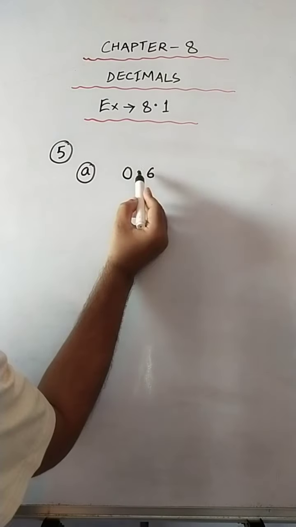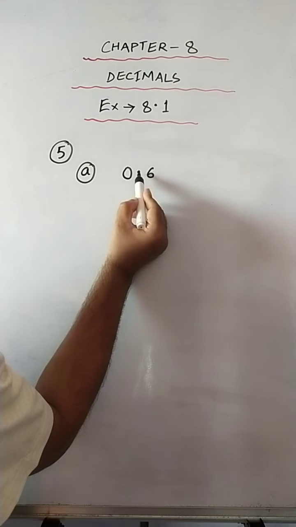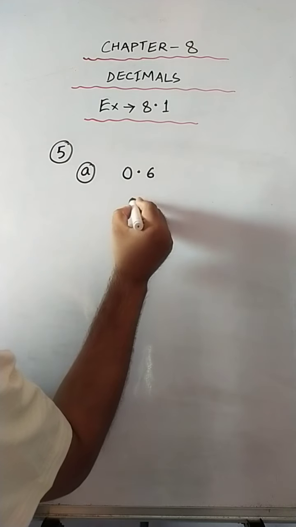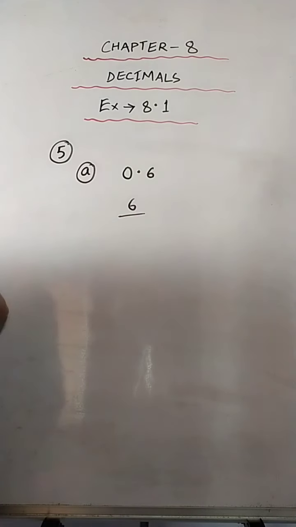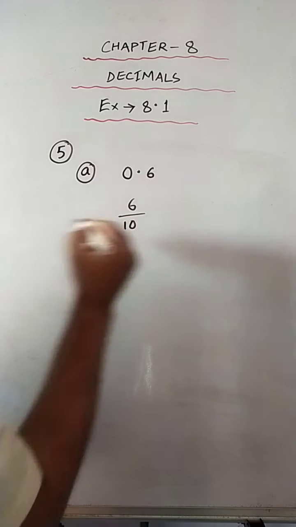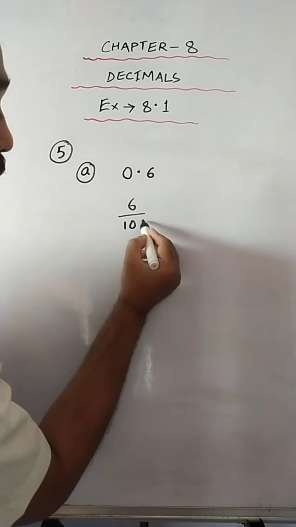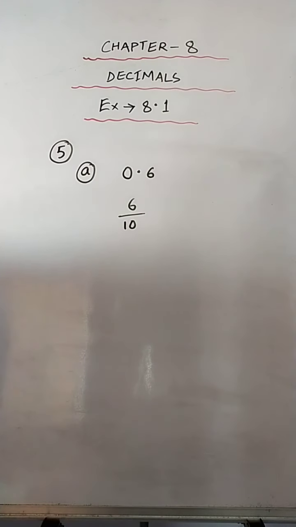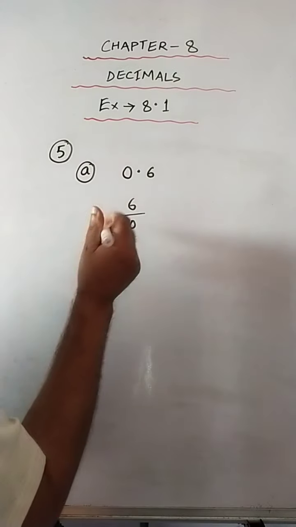So what is the rule? You have to see how many digits are there on the right hand side of the decimal. So that is only one. So if one digit is there on the right hand side of the decimal, then we'll put 10. If 2 are there, then we'll put 100. If 3 digits are there, then we'll put 1000. So this is the rule, isn't it? We've studied. Now 6 by 10.